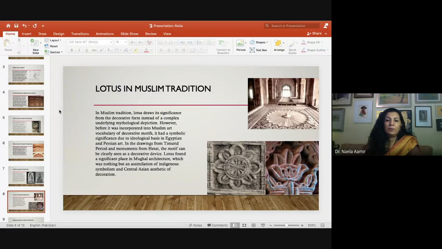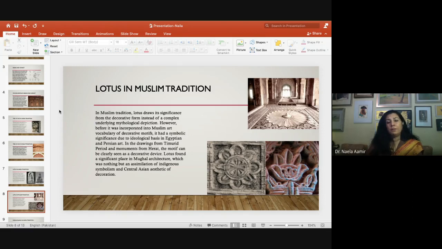In the drawings from Timurid period and monuments from Herat, the motif can be clearly seen as a decorative device. Lotus found a significant place in Mughal architecture, which was nothing but an assimilation of indigenous symbolism and Central Asian aesthetics of decoration. Bagh-e-Nilofar by Emperor Babur, Diwan-e-Khas by Emperor Akbar, and Taj Mahal by Emperor Shah Jahan show the use of lotus as a powerful decorative motif.